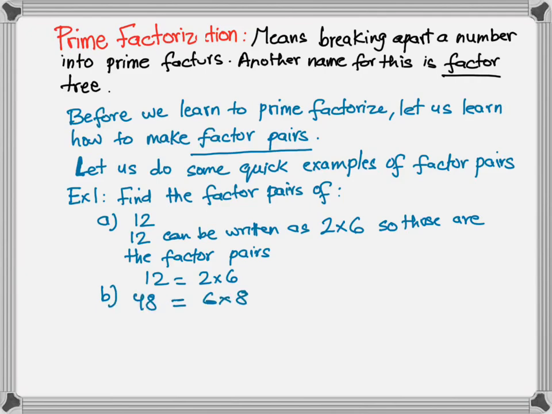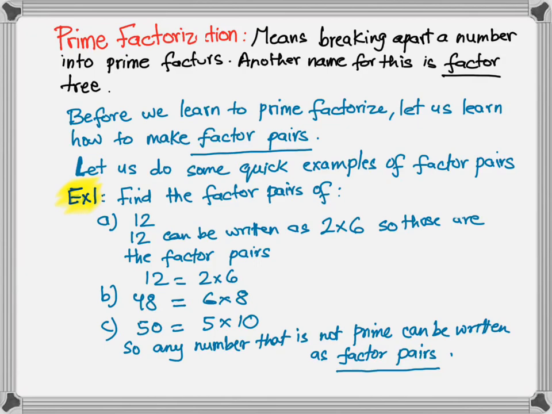Another example is 48. So 48 could be written as 6 times 8 as a factor pair. Another one is 50. You can write it as 5 times 10. So any number that is not prime can be written as factor pairs. So now let us see how to do prime factorization.